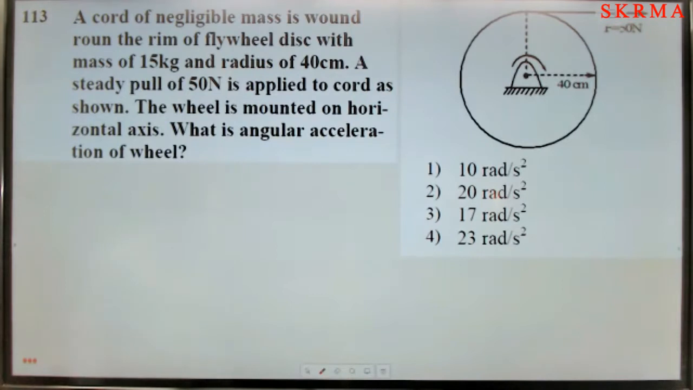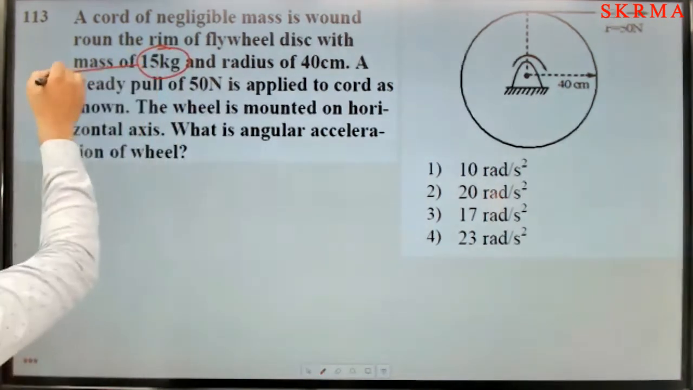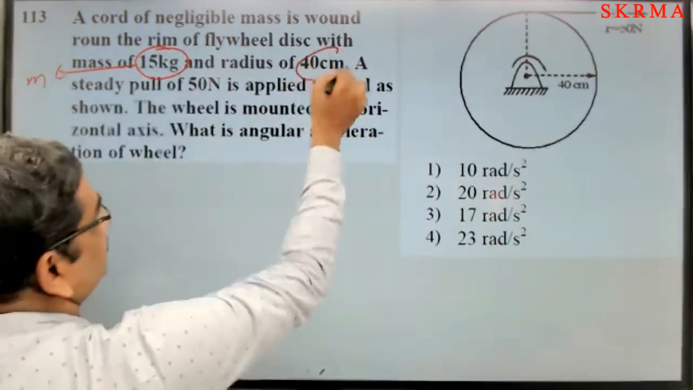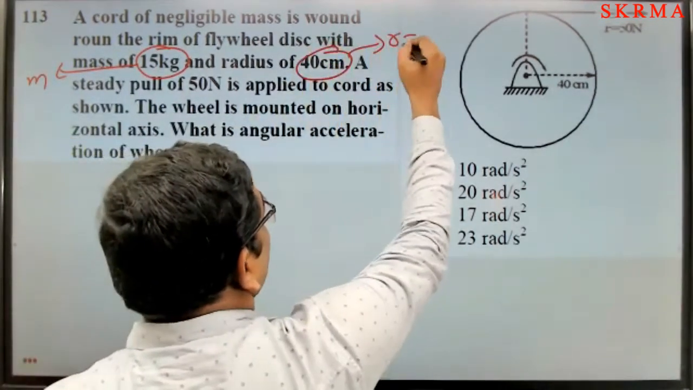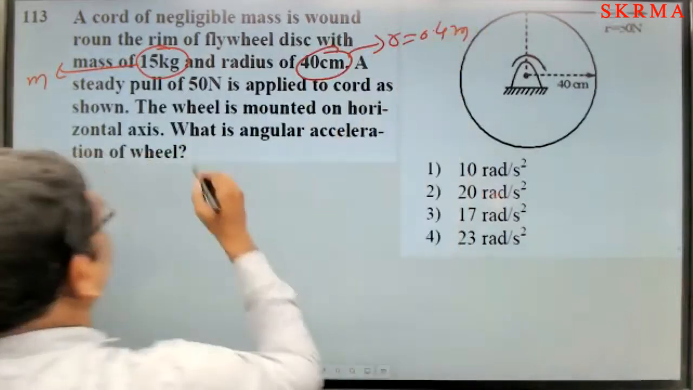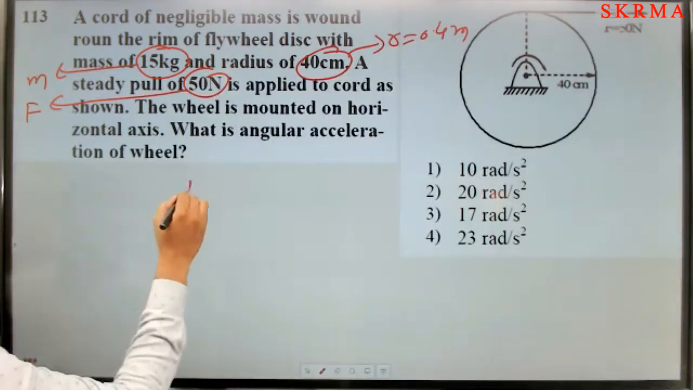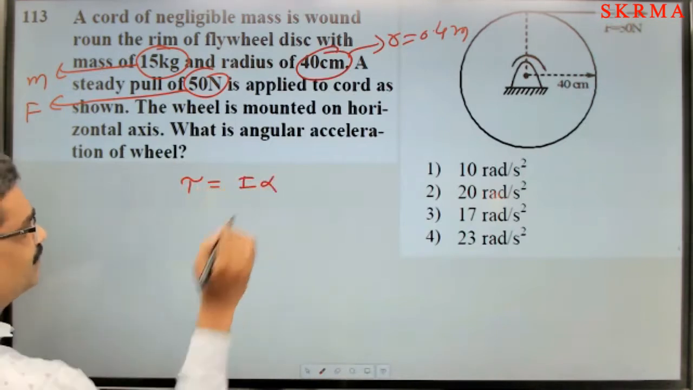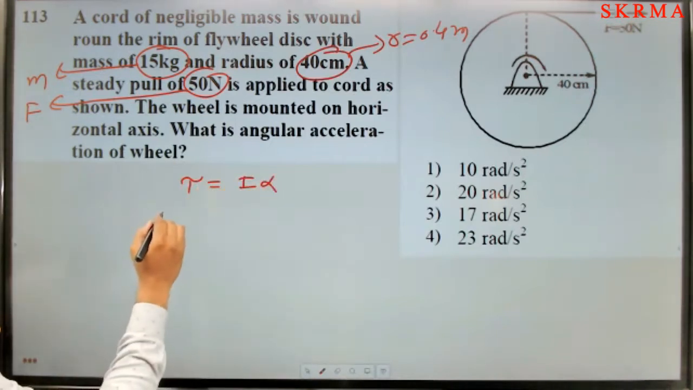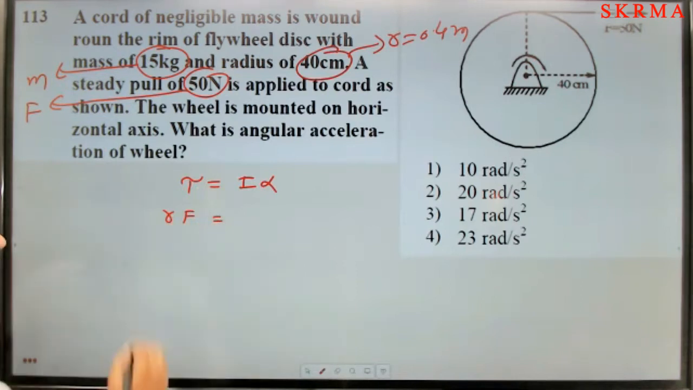Next. So 113. A cord of negligible mass is wound around the rim of a flywheel of a disc of mass 15 kg. Mass is given as 15 kg. The radius of the disc is 40 centimeter, so R equals 0.4 meter. Next, applied force is 50 Newton. Now the wheel is mounted on a horizontal axis, then the angular acceleration. So torque equals I alpha, the formula we need to use. Torque can be written as R cross F or RF.